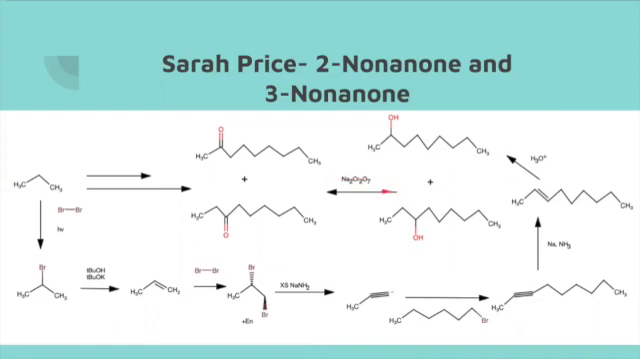And then from there, I used sodium chromium to create my final ketone. And that also came with two products, one for each side of the elimination.